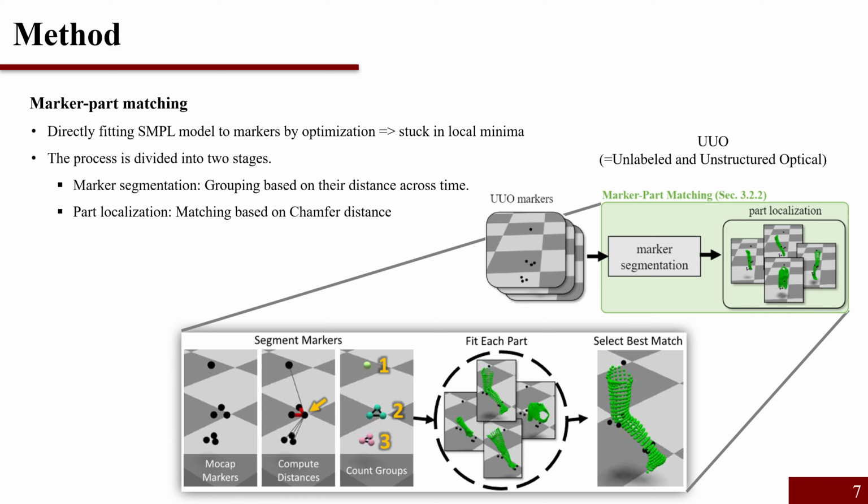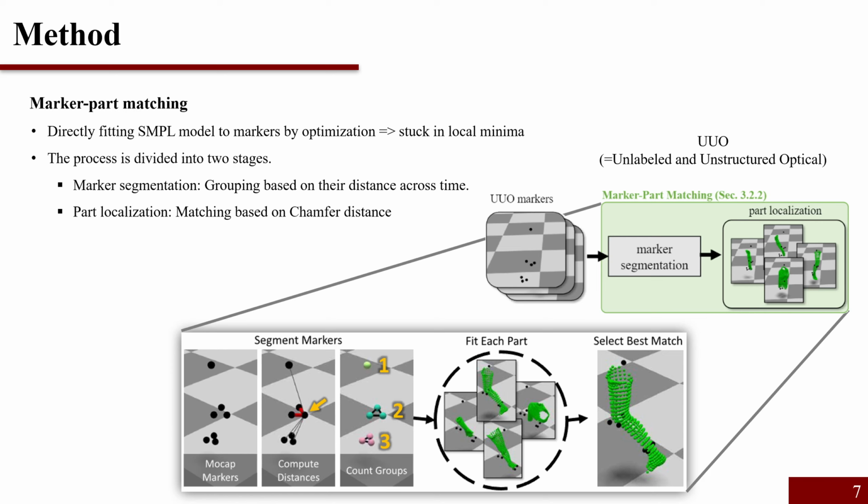In the marker segmentation step, markers are grouped based on their distance relations across time. If the distance between markers remains similar throughout the whole sequence, they are grouped together, like this, and like this. This leverages the fact that markers belonging to the same bone maintain relatively constant distance relationships.